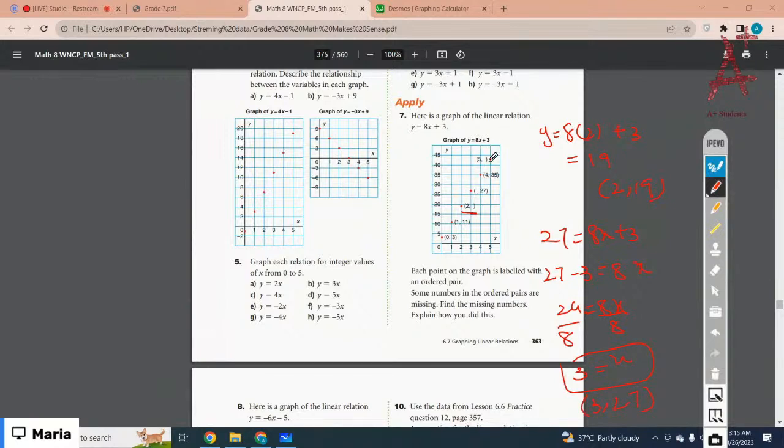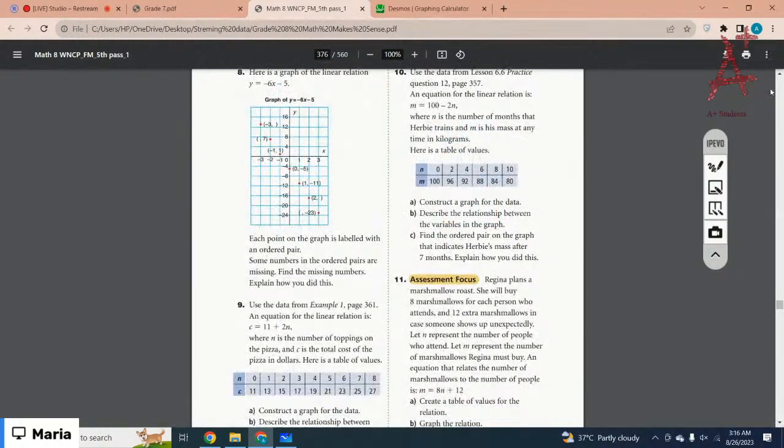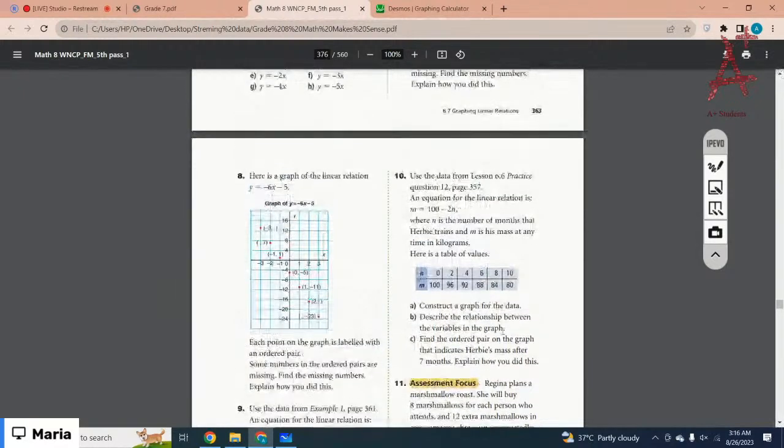Okay, the last one, when x is 5. So it would be 8 times 5 plus 3. 8 times 5 is 40 and 40 plus 3 is 43. So this pair is 5 and 43, right? It would be 5 and 43. Here is a graph of a linear relation. You can do this one exactly the same way I did question number 7, right?